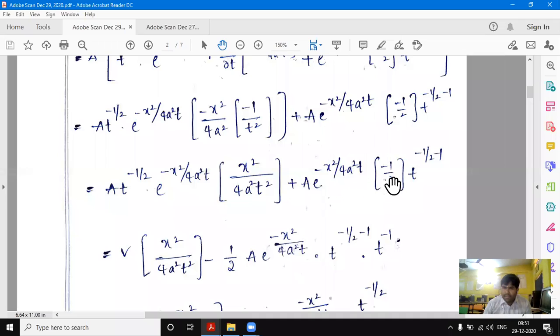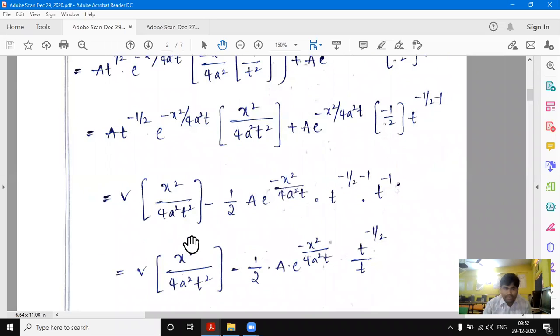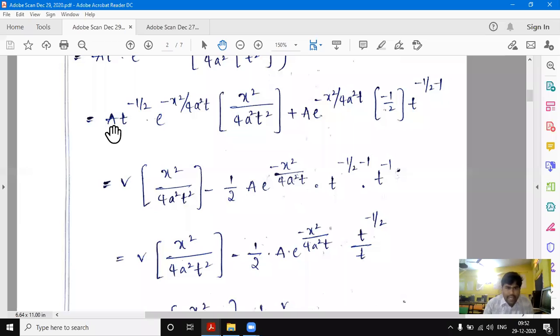Multiplied with minus 1 by 2 into t power minus 1 by 2 minus 1. Why am I not making this minus 3 by 2, see beta? Because we will take minus 1 by 2 as common. So here a into t power minus 1 by 2, a into t power of minus 1 by 2 into e power of minus x square by 4a square t is nothing but what, mark?